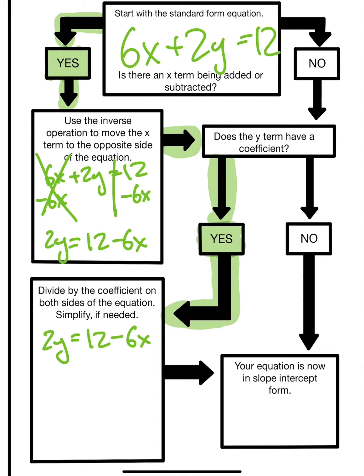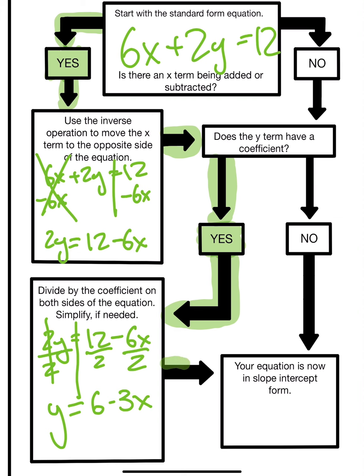We said that coefficient was 2, so we're just going to split this and divide by 2. Now I want to divide each term by 2 over here. So we're going to end up with a y equals 12 divided by 2. Well, that's going to be 6. And negative 6 divided by 2. Well, that's going to be 3. And we're going to keep that x on there. All right. So that's it for that box.